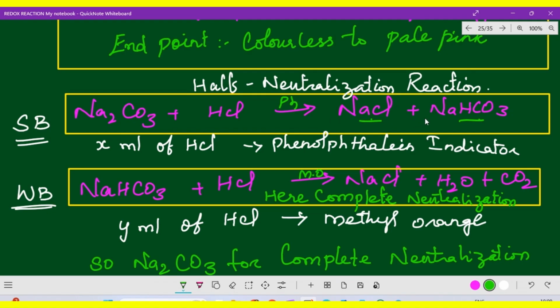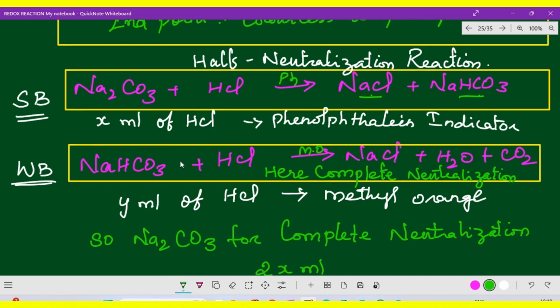You are getting NaCl and NaHCO3. So you are getting pale pink. That is the reason the color changes. So that means that much of ml consumed for the reaction. I hope you got that idea. So this reaction, Na2CO3 plus HCl, is only half of the reaction that has been done.